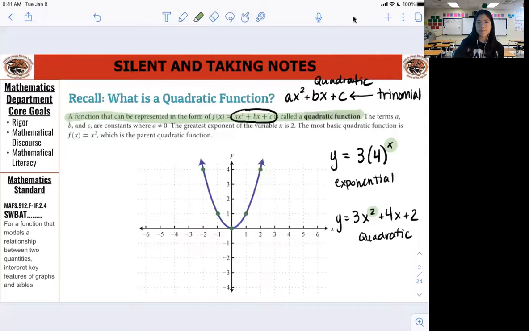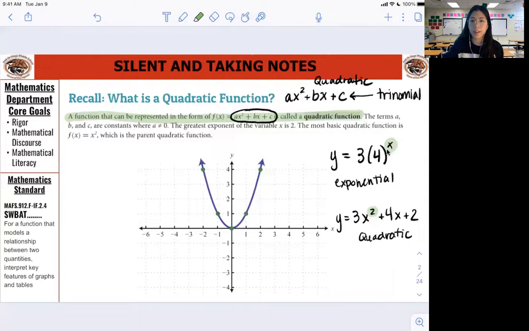What's the difference? An exponential function has a variable for an exponent, and a quadratic function has a number, and specifically the number is 2. It's not going to be anything higher than that. Squared. Squared, exactly. That's the difference. That is the big difference, okay? So it all comes down to what is the exponent.